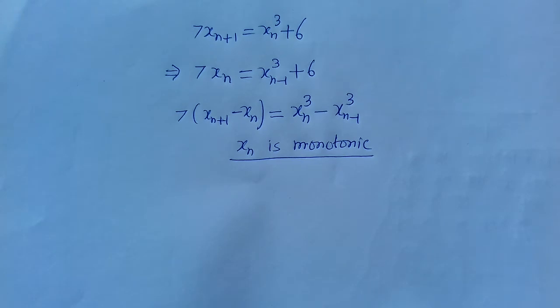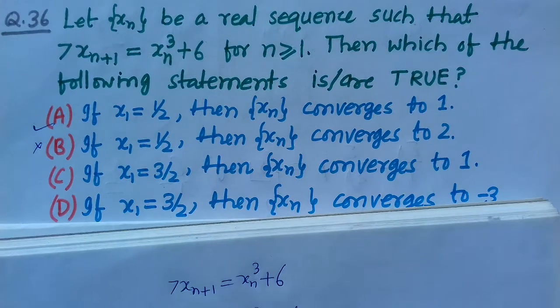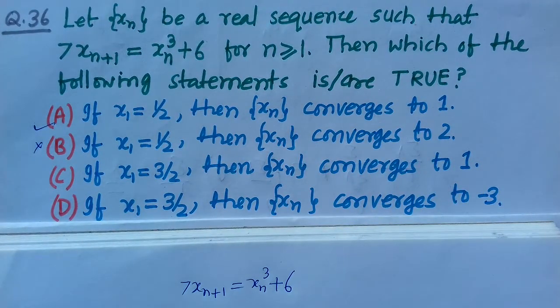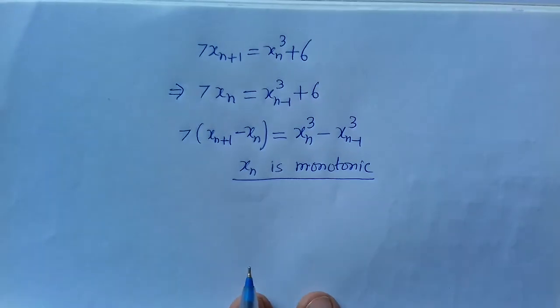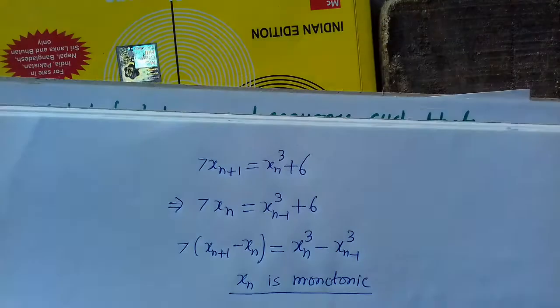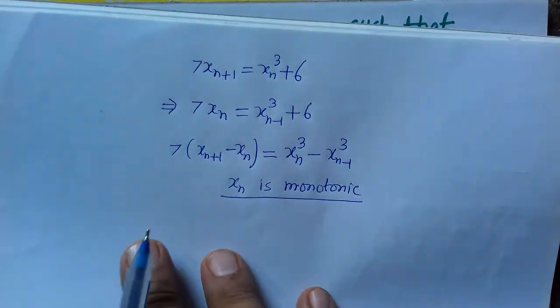Now in the question, in all options you see "converges." This means that the sequence is convergent. We are not going to check that. Now we go for the options. There are 4 options you see.